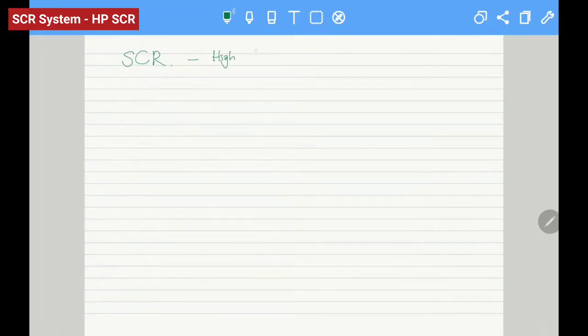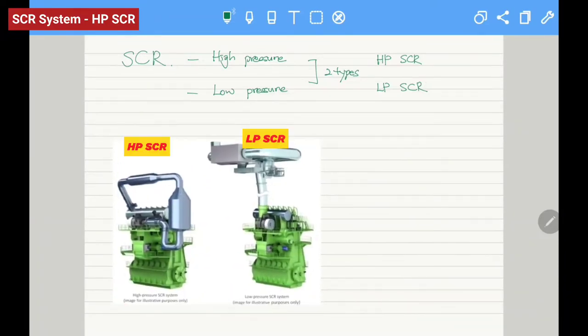The SCR system is available in high pressure and low pressure, so we have two types of SCR system. High pressure is HPSCR, low pressure is LPSCR. So what is the difference? SCR systems can be divided into two types according to their locations. HPSCR is located before the turbocharger, and LPSCR is located after the turbocharger.